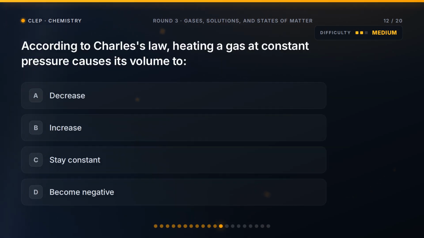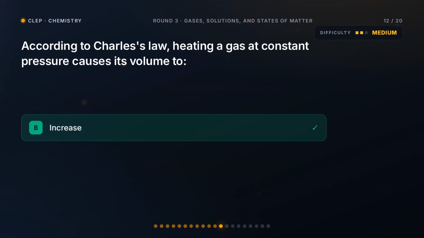Question 12. According to Charles's law, heating a gas at constant pressure causes its volume to A. Decrease. B. Increase. C. Stay constant. D. Become negative. The answer is B. Increase.